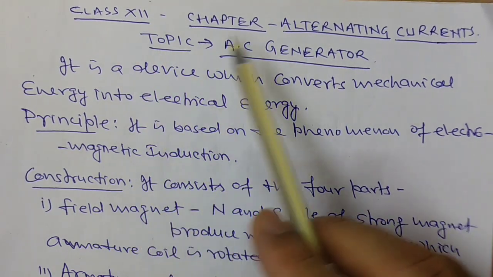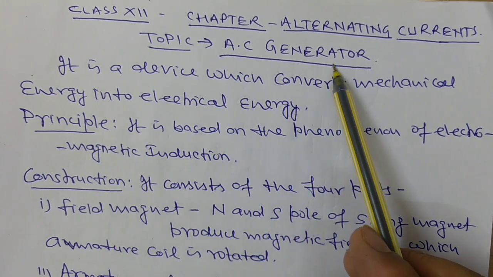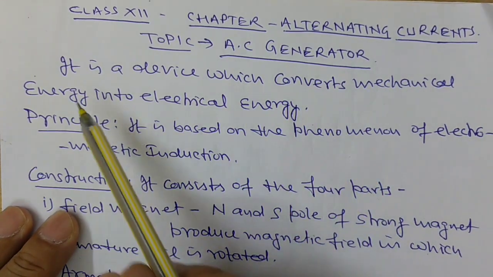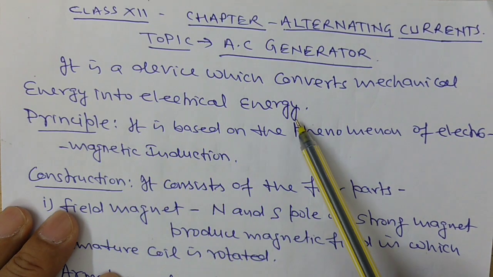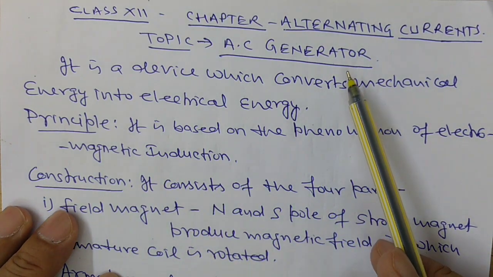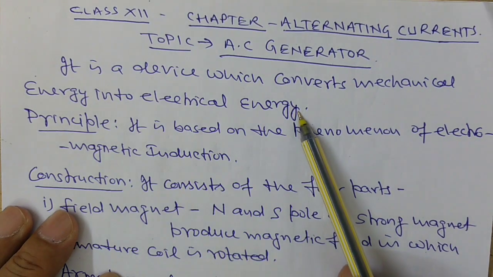Students, class 12th, chapter alternating current. Topic is AC generator. It is a device which converts mechanical energy into electrical energy. AC generator convert करता है हमारी मैकेनिकल एनर्जी को इलेक्ट्रिकल एनर्जी में.